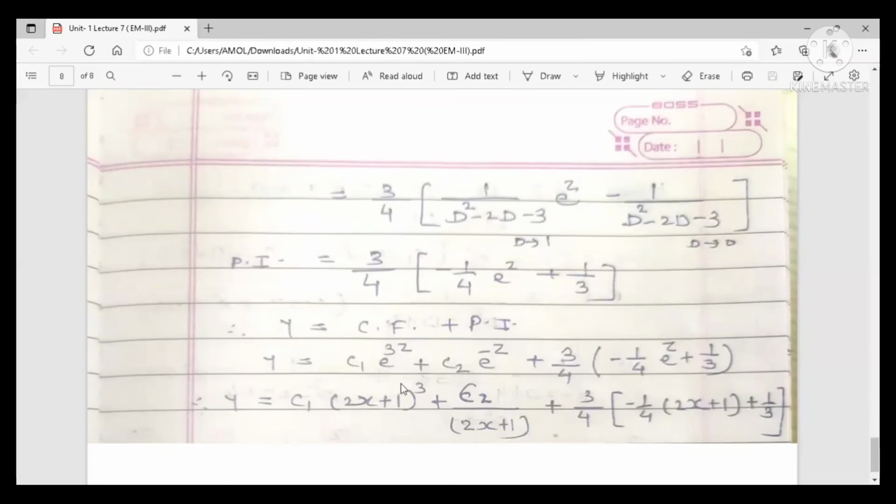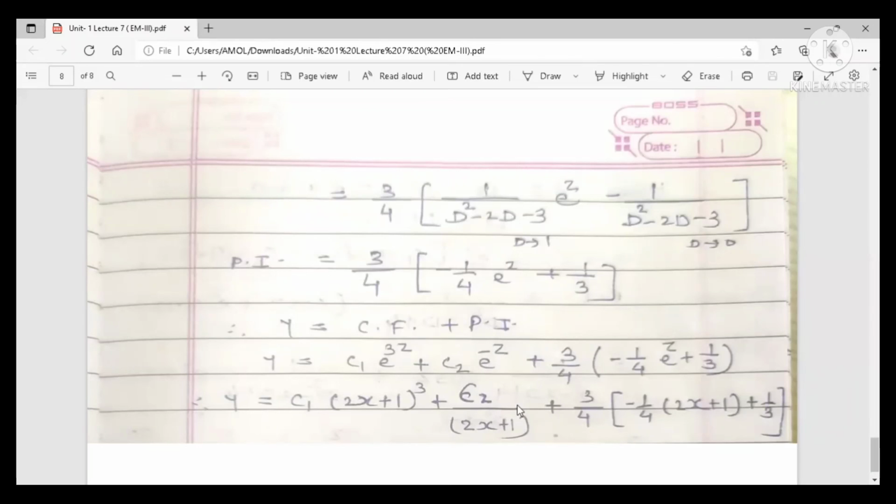So in y, you replace the value of z. You know that z is equal to log of 2x plus 1, or 2x plus 1 is equal to e raised to z. So replace e raised to z by 2x plus 1. The first term c1 e raised to 3z means c1 times 2x plus 1 whole cube, plus c2 e raised to minus z means 1 upon e raised to z, and e raised to z is 2x plus 1, so in the denominator the term is 2x plus 1, plus 3 by 4 in bracket minus 1 by 4 times e raised to z, which is 2x plus 1, plus 1 by 3. So your answer is in terms of x and y. So this is the solution for Legendre's equation.